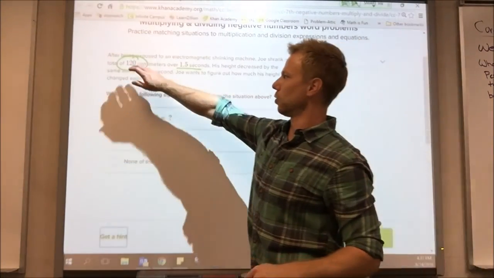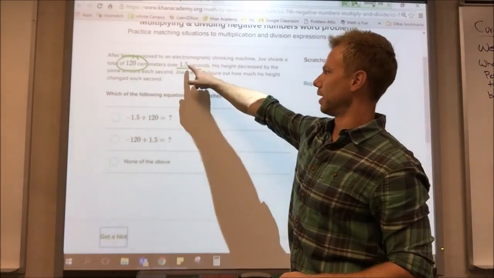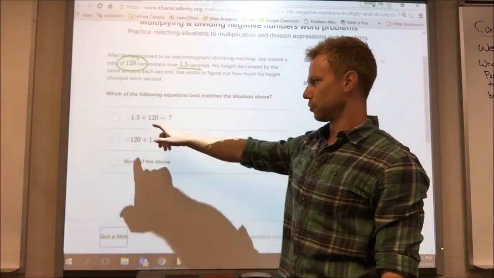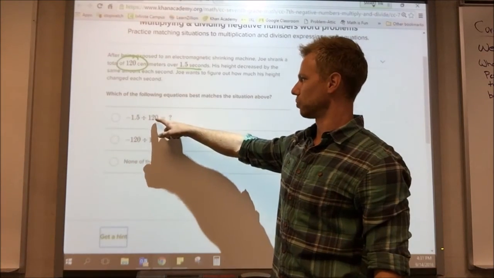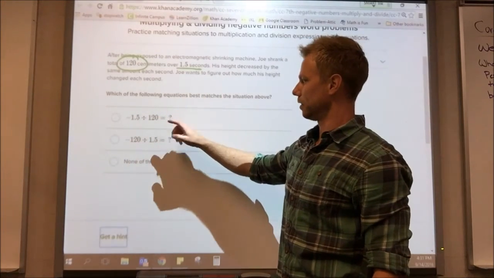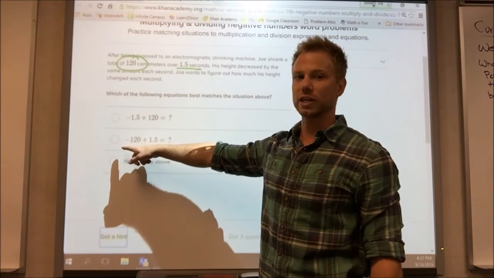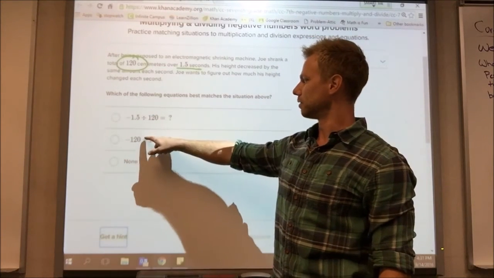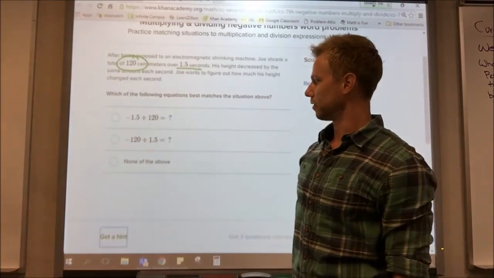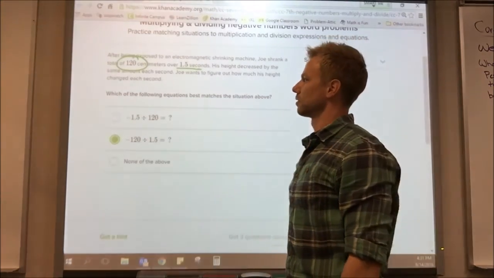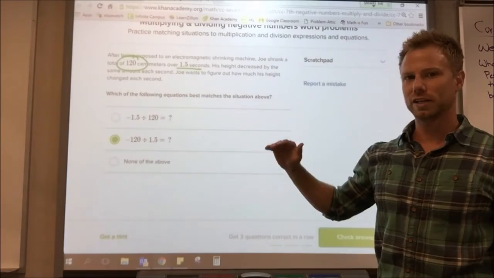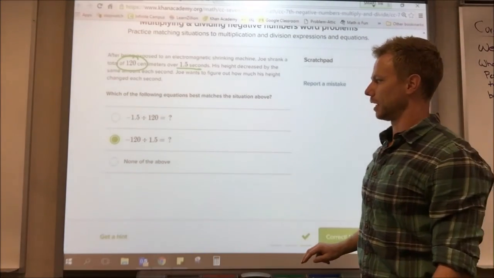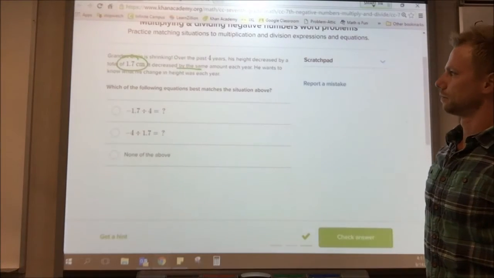So we want to take the total change divided by 1.5. So this first one has 1.5 divided by 120. We don't want that. We need the total change, which is actually a negative 120 because it's decreasing again, divided by 1.5 seconds. That will tell us how much he shrank each second. The total divided by the amount of time.